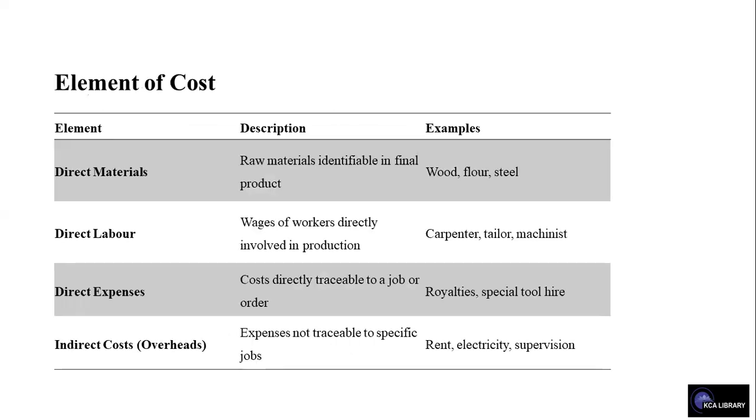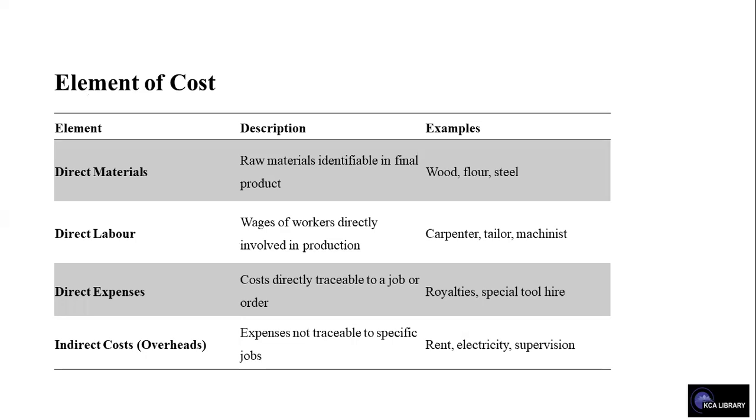The elements of costs, we have the direct material, we have the direct labor, and we have the direct expenses and indirect costs, which is the overhead. When we talk about direct material, it's actually a raw material identifiable in the final product. An example of this is wood, flour, steel.